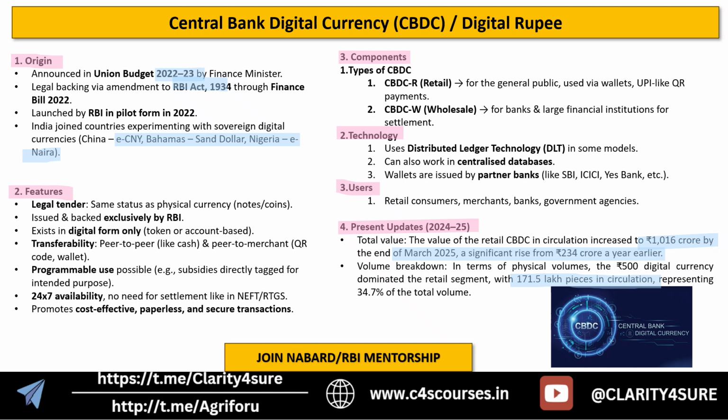Okay, so the important points are: what are the features? It is a legal tender, exclusively backed by RBI. What are the components or types of this central bank digital currency, who are the users, and when was it enacted? You should also note that India is not the first country to do this. Okay, I hope this central bank digital currency is also clear to you now.